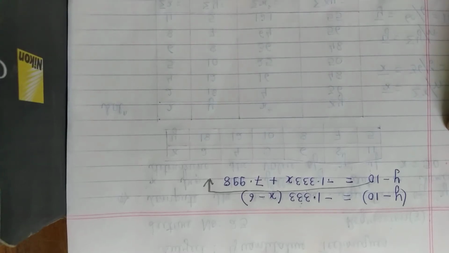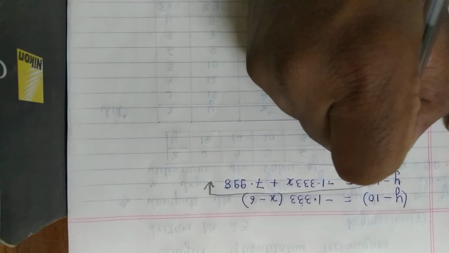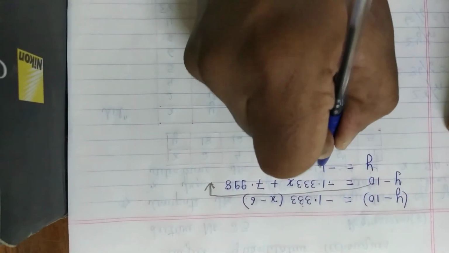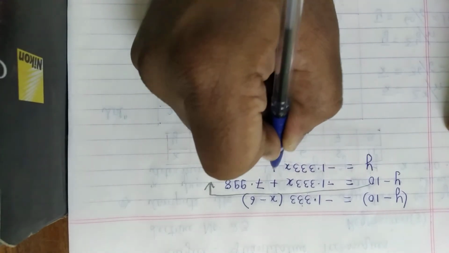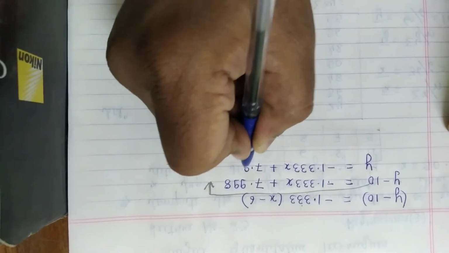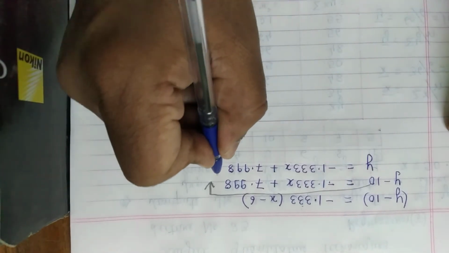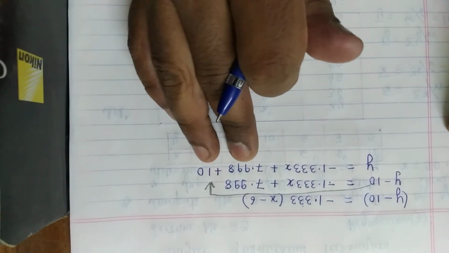And what is remaining here? Once it goes, only y is remaining. So write y equal to minus 1.333x plus 7.998. Now this minus 10 has come here, it becomes plus 10. Now add up both these.